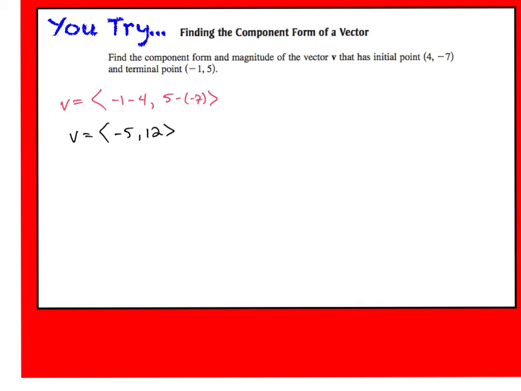Now let's talk about its magnitude. I notate its magnitude by two absolute value bars. So my magnitude of v is just the difference of my x's. What's the difference of my x's? 5. So I have 5 squared plus 12 squared, and so I have the square root of 169, which is 13. So my magnitude of vector v is 13.